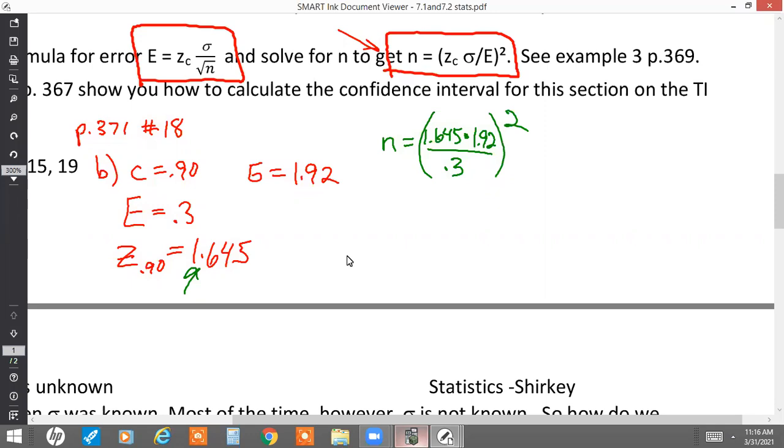Here's what I get. 110.838, and it goes on and on, right? We're going to round that up to 111. So that's the sample size. Any questions on that?